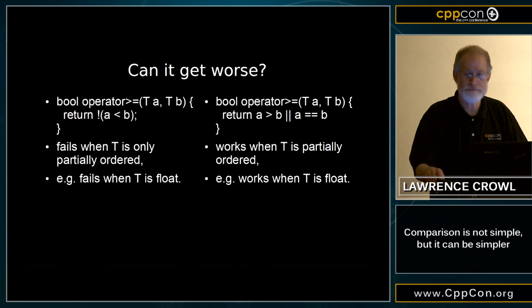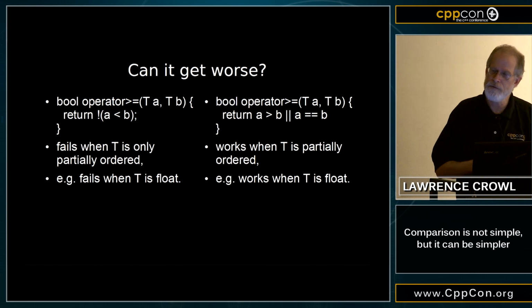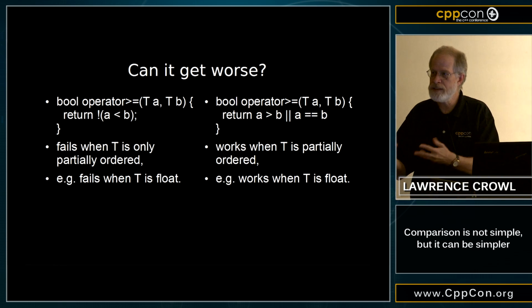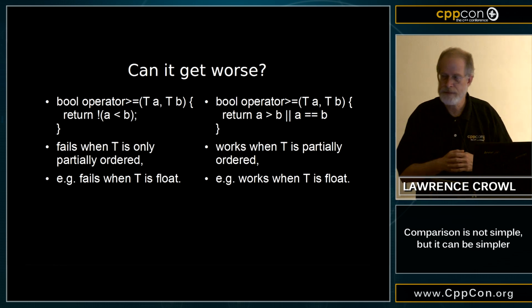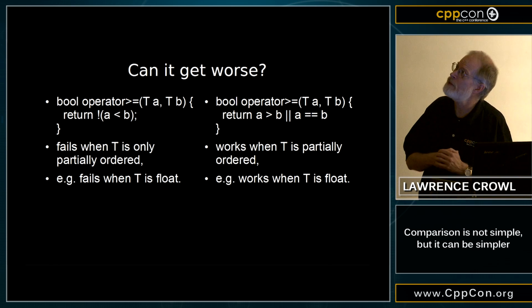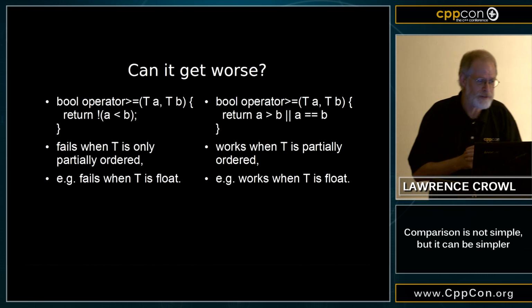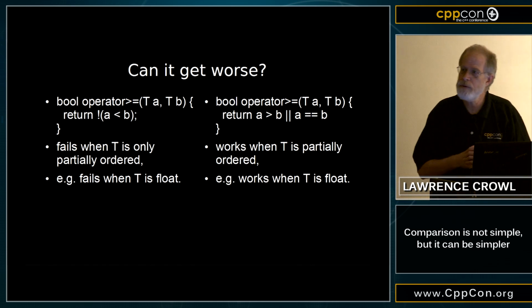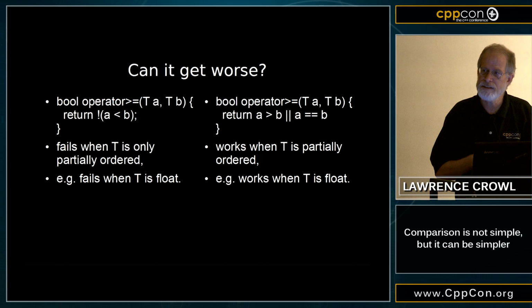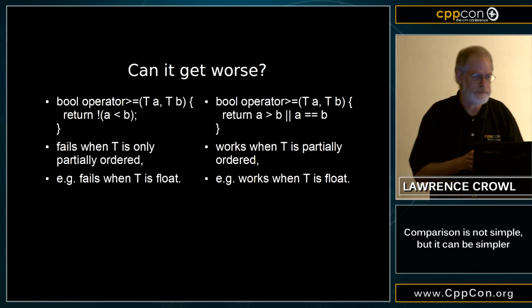Can it get worse? Actually, yes, it can. The standard helpfully provides some facilities for us to automatically generate operators. Okay? In fact, what it defines is the implementation on the left. It lists this in the standard. This is exactly what it does. But this fails when T is partially ordered. It doesn't give the right results. That is, it fails when you give it a floating point type.